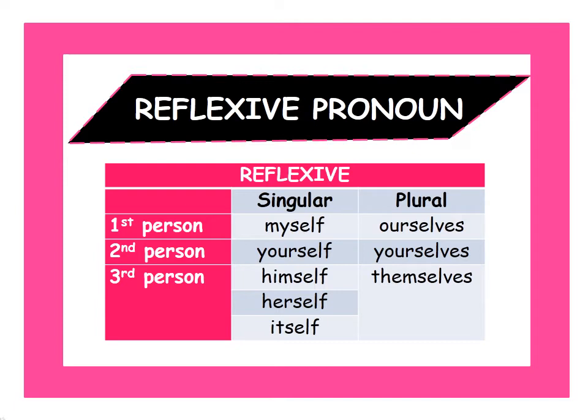For the first person singular, we have myself. For the plural, we have ourselves. For the second person singular, we have yourself. For the plural, we have yourselves. And for the third person singular, we have himself, herself, and itself. For the plural, we have themselves.